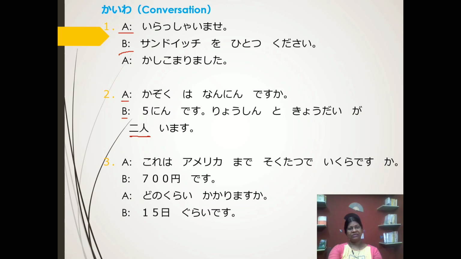Next, 3番。A さんと B さん。これはアメリカまで速達でいくらですか？700 円です。どのくらいかかりますか？15 日ぐらいです。Please do the conversation like A さんと B さん if you don't have anybody with you to talk. If you have partners, then do it with that person. It will be easy to develop your spoken Japanese.